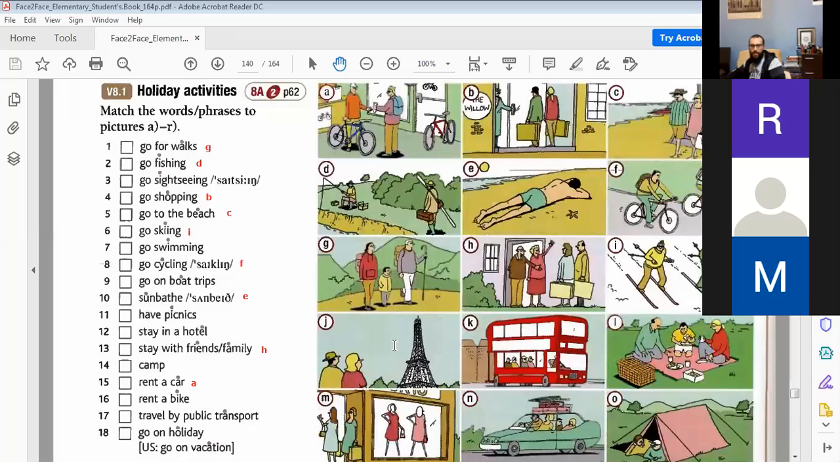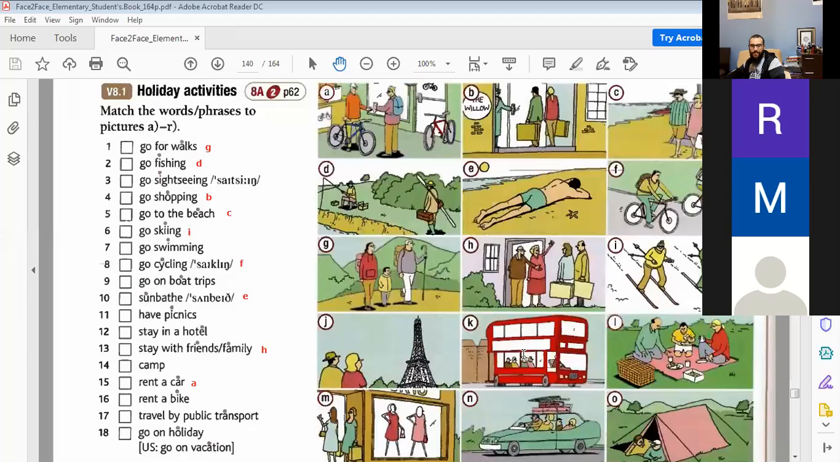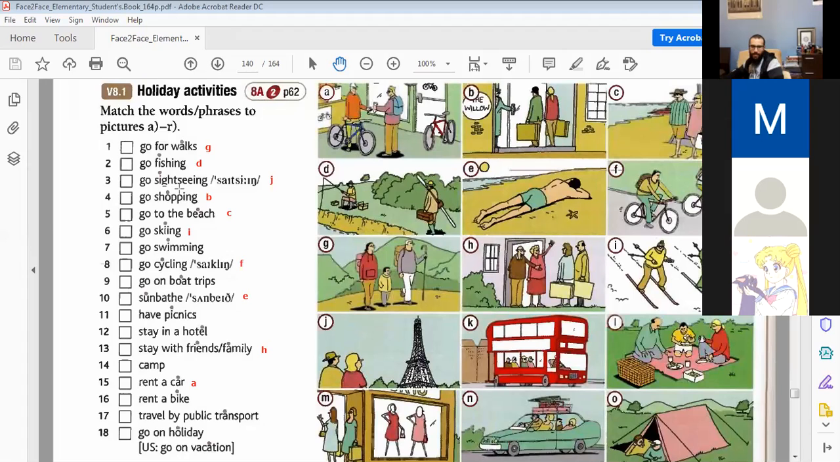What about J? What's this? Go sightseeing. Okay. Yes, this is sightseeing, correct. Nice. Yes, it's confusing, the word is long. If you divide it, it becomes easier. So you can say sight, and then seeing. Sightseeing. Yes.